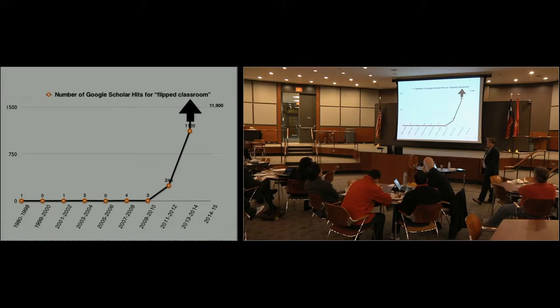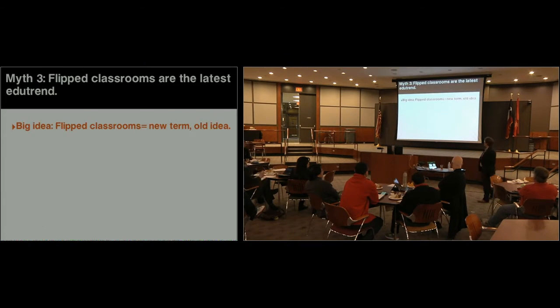But it really actually is kind of an edu-trend, right? It's kind of both, right? It's just a fancy name for something that's been done for a really long time. The term flipped classroom doesn't really show up in the literature until 2010, 2011, and started off with 246 references in the scholarly literature, and now last year it was 11,900 references. Okay? So it's a new term for a very old idea.